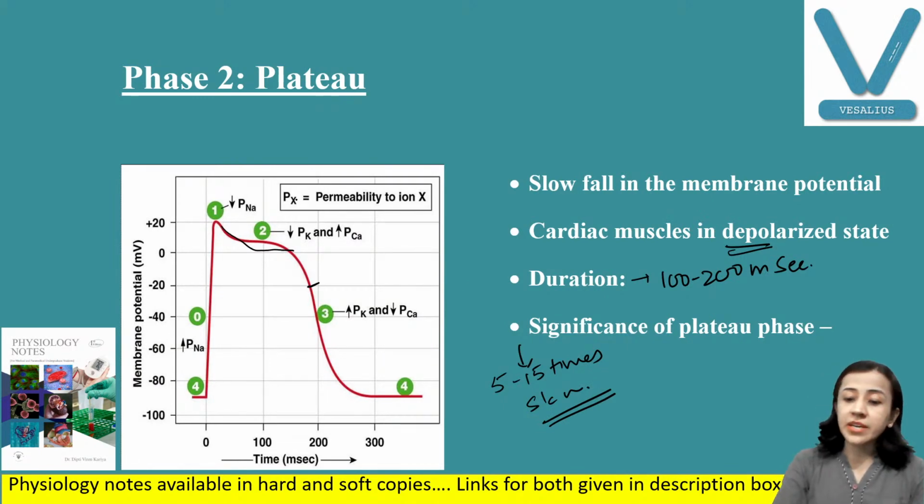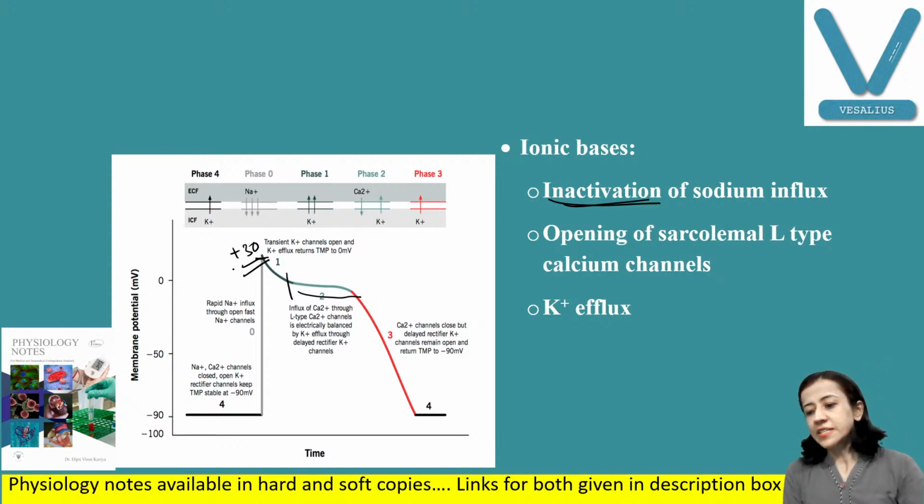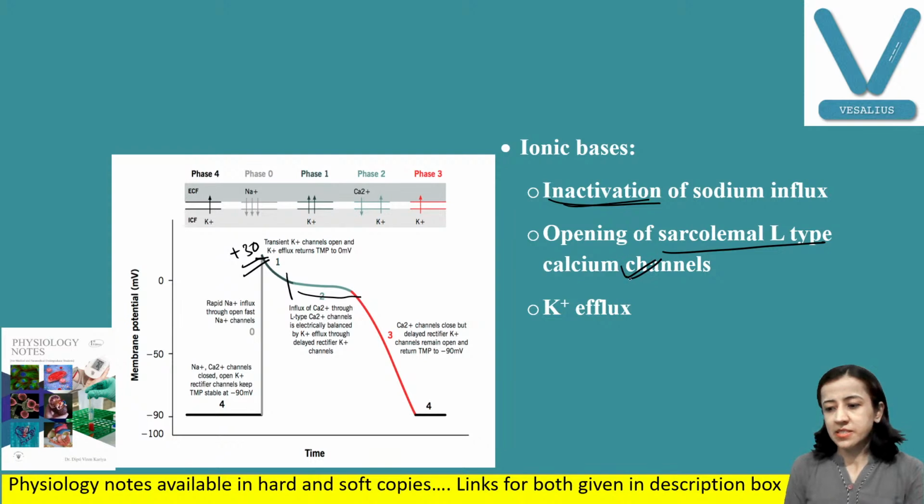Now, what are the ionic bases of this plateau phase? You can see here, this is plateau. Here there is inactivation of sodium channels. Sodium channels get inactivated because once the potential reaches plus 30, they get inactivated. And second thing here, there is opening of sarcolemmal L type calcium channels. Calcium channels get opened up, and there is potassium efflux, which is slow because of opening of these calcium channels. Potassium ions do not move fast. Fine.